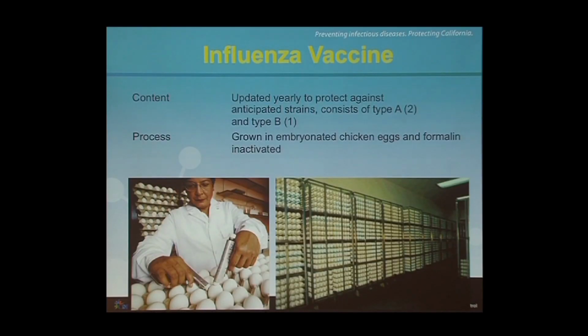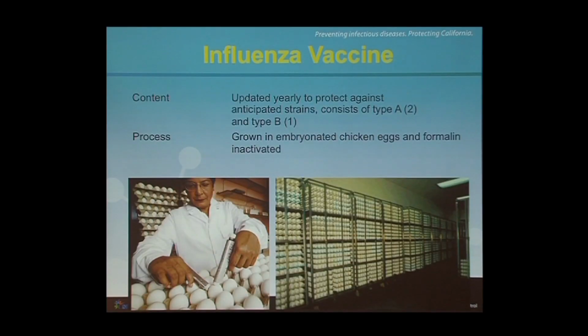And the process is an antiquated one. It's grown in embryonic chicken eggs, and they have to be the right type of egg. Part of the whole process is ordering eggs a year before that have to be the right stage of embryonation. They have to be the right size. They have to be the right shape. The virus is injected in the egg, and then after it's grown, it's formalin inactivated. So this is an inactivated vaccine.